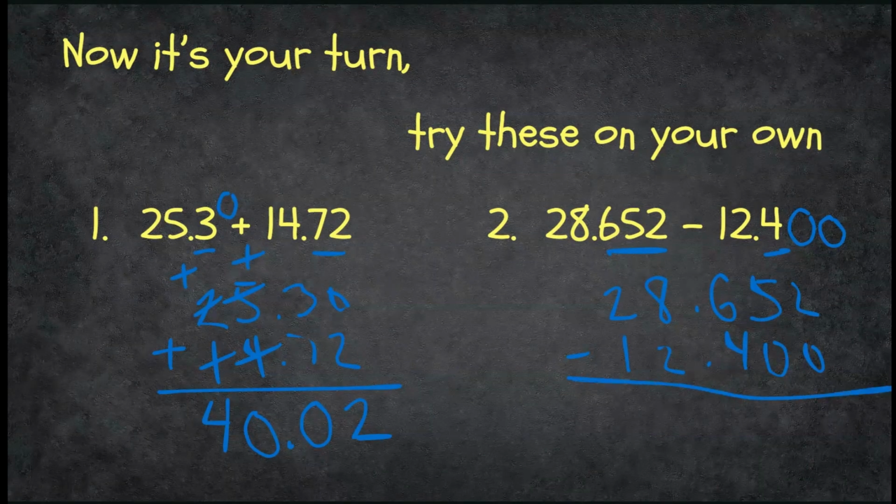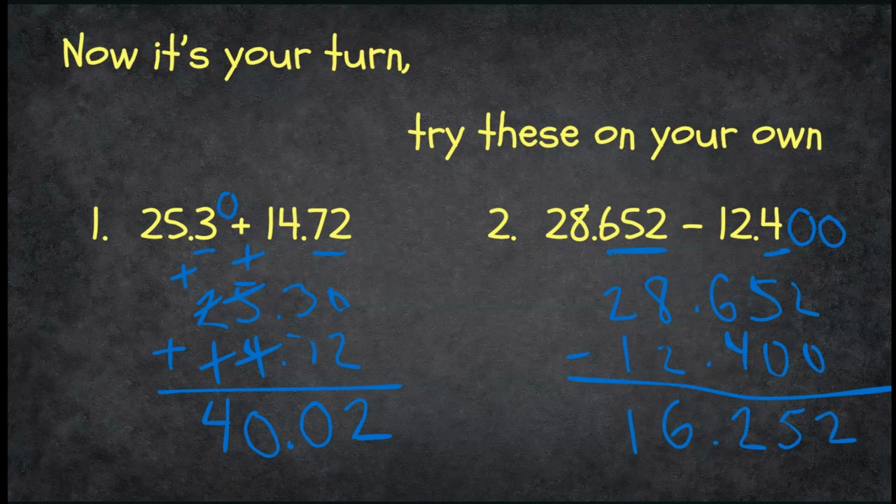And then we're just going to subtract like normal. 2 minus 0 is 2. 5 minus 0 is 5. 6 minus 4 is 2. 8 minus 2 is 6. 2 minus 1 is 1. And then finally, bring that decimal point down. And there's our answer, 16 and 252 thousandths.